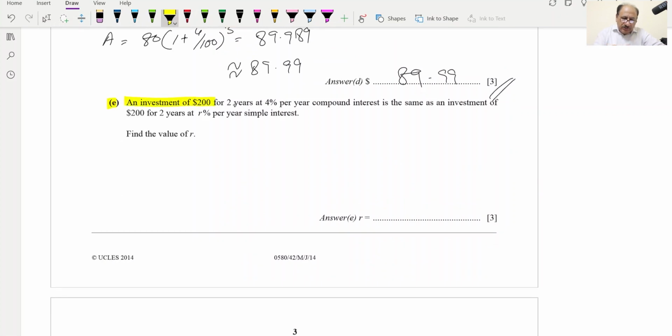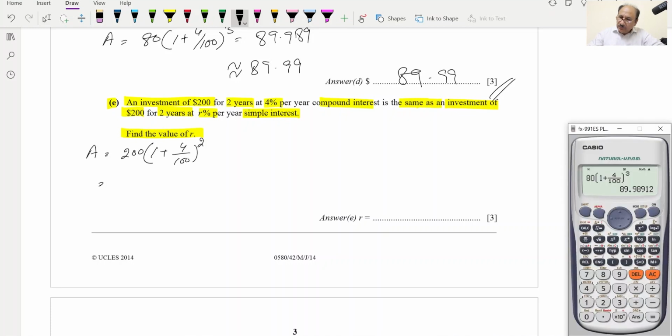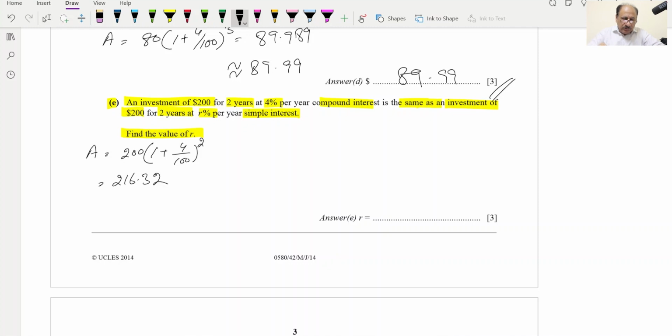Now E part. An investment of this much for 2 years at 4% per year compound interest is the same as an investment of this much for 2 years at rate R for simple interest. Find the value of R. By this condition, first of all we can write the same amount with compound interest. A will be equal to 200 into (1 plus 4 over 100), for 2 years, so we write the power 2, and this is equal to 216.32 in case of compound interest.